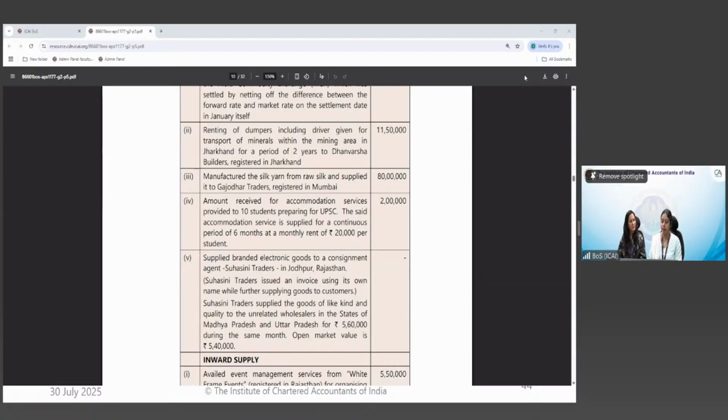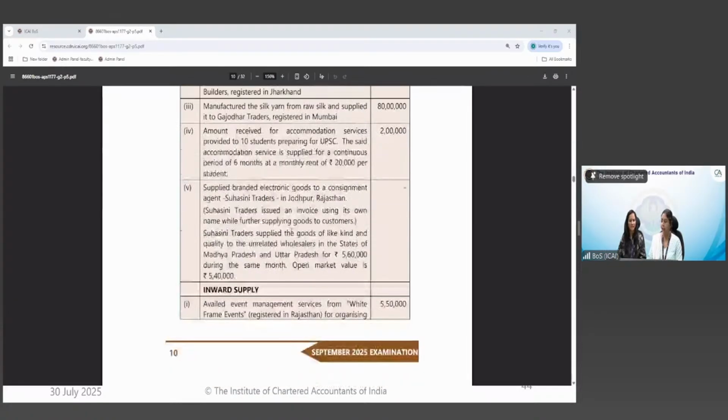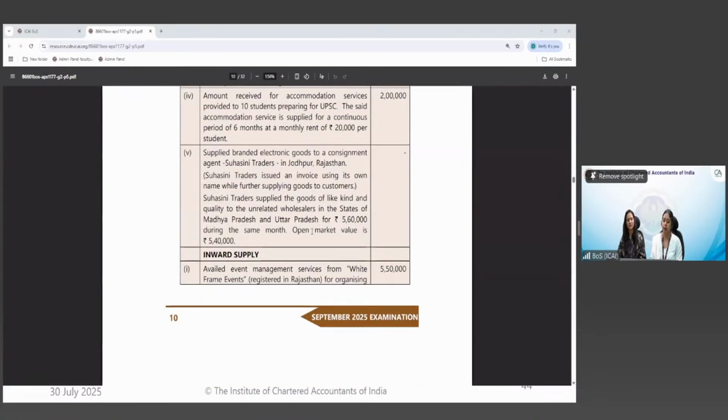Then supplied branded electronic goods to a consignment agent, Suhasini Traders in Jodhpur, Rajasthan. Suhasini Traders issued an invoice using its own name while further supplying goods to customers. Suhasini Traders supplied the goods of like kind and quality to unrelated wholesalers in the states of Madhya Pradesh and UP for 560,000 during the same month. Open market value is rupees 5,40,000. This is a very important adjustment which is given there.